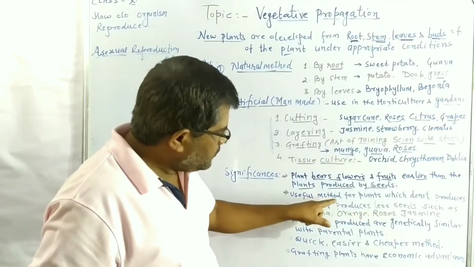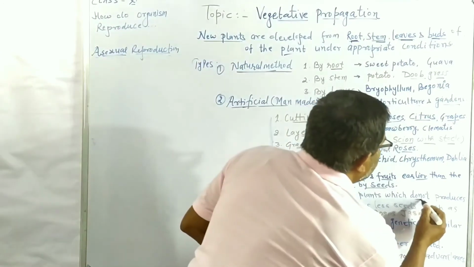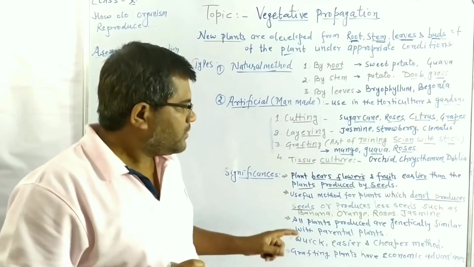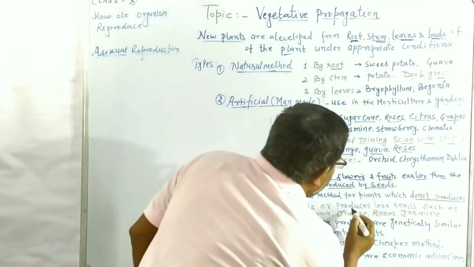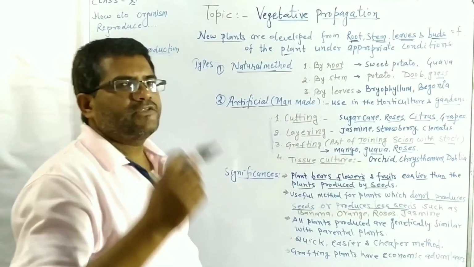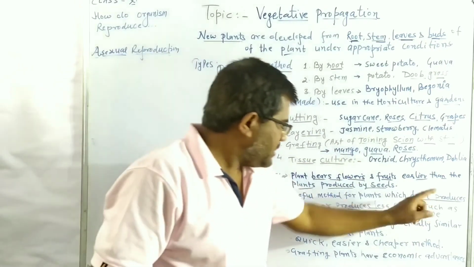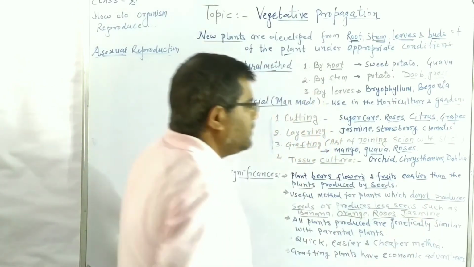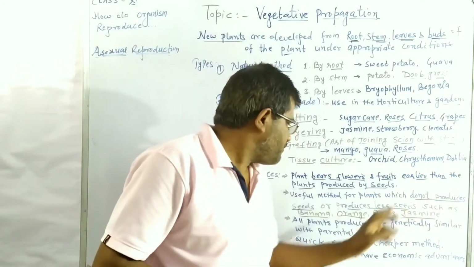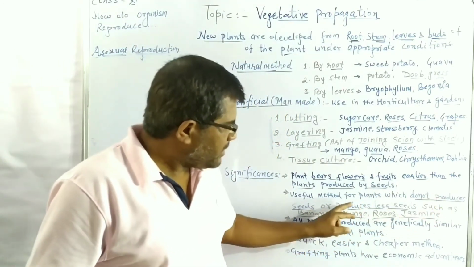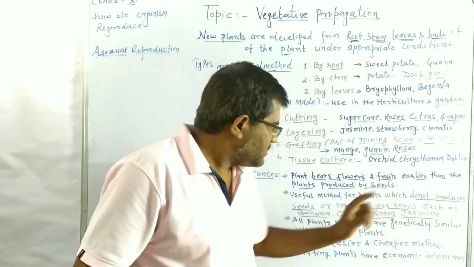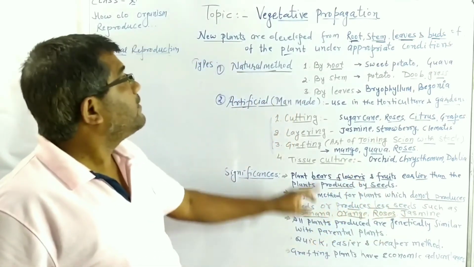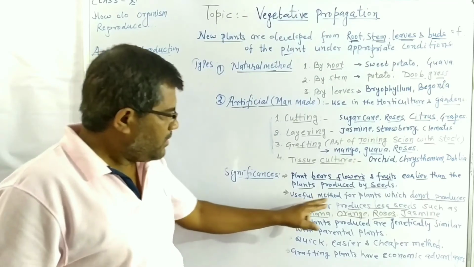Second, it is a useful method for plants which do not produce seeds. There are some types of plants which do not produce seeds or produce very few seeds, 1 or 2 seeds. In such plants as banana, orange, roses and jasmine, they do not produce seeds or produce very few seeds. So in such plants, vegetative propagation is a very useful method.